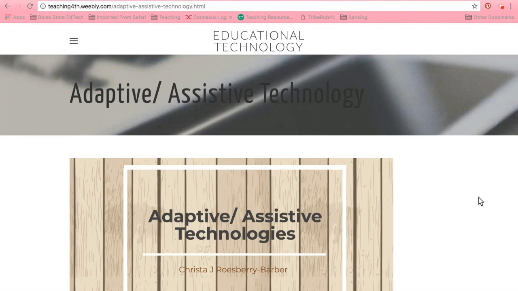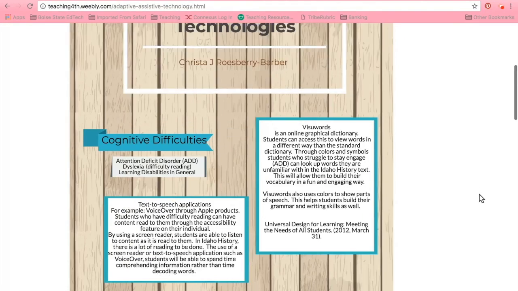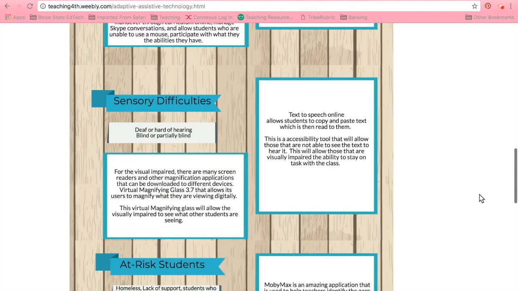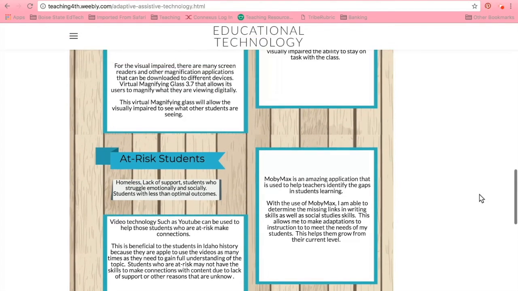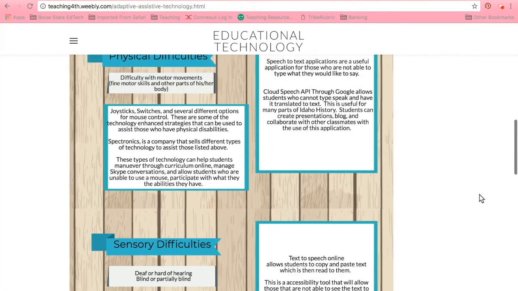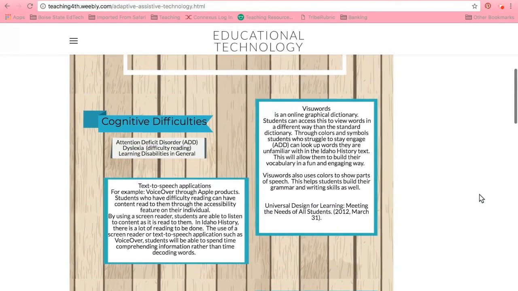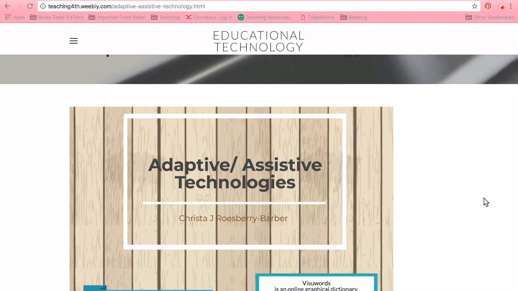EdTech 541, Adaptive Assistive Technologies, demonstrates my knowledge about different options for technology that can be used to meet the individual needs of students. This assignment lists difficulties such as cognitive, physical, and sensory difficulties. It also lists students that are at risk and gifted and talented students. These students all have challenges that they face. I've listed different technologies that can be used to assist them in reaching their goals and improving their performance outcomes.